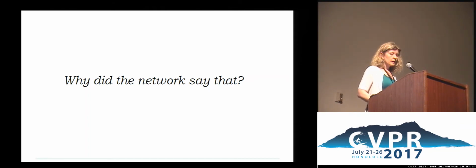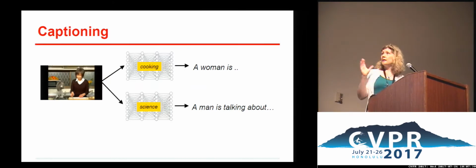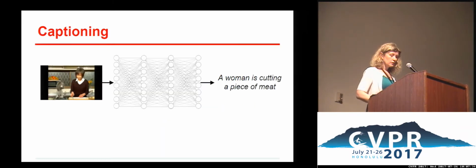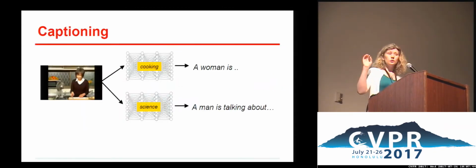One of the reasons I became interested in this is that if we take this captioning model, you might guess that the network said "a woman is cutting a piece of meat" because it detected the person, it detected a woman. But then we ran this experiment where we train two versions of the network. One we train on cooking videos, and another we train on science videos. These are tags from YouTube. Now if we feed this exact same video into the first network that was trained on cooking, it predicts a sentence that starts with "a woman is," and when we feed it into the science-trained network, it starts the sentence with "a man is talking about."